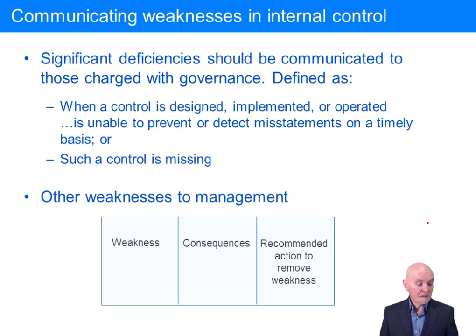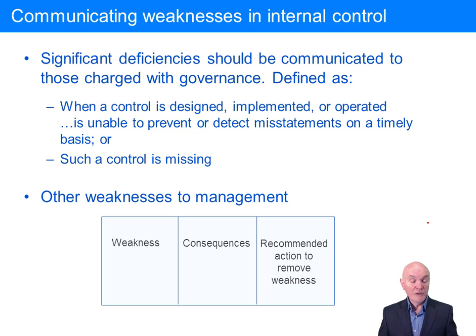More trivial weaknesses in the system of internal control, you don't want to necessarily bother the people at the top, and you're probably going to notify those to management. If you communicate too much relatively trivial stuff to people at the top, then it's hard for them to say, is this important or not important? You want to send the really important stuff to the people at the top, and the less important stuff you can report to management. The standard, what's sometimes called a management letter, or sometimes called a letter of weakness in internal control, has 3 columns.